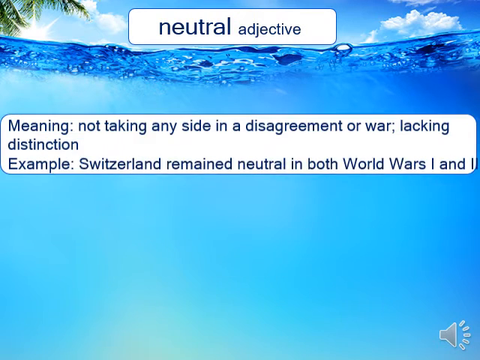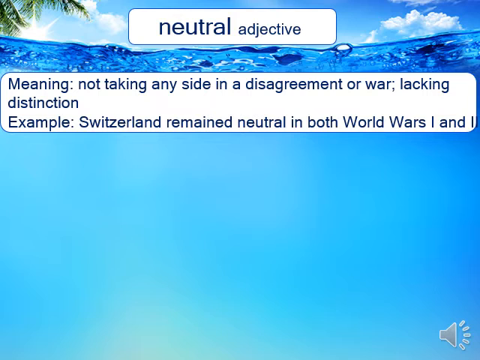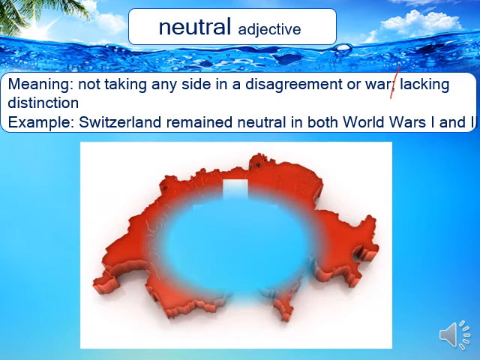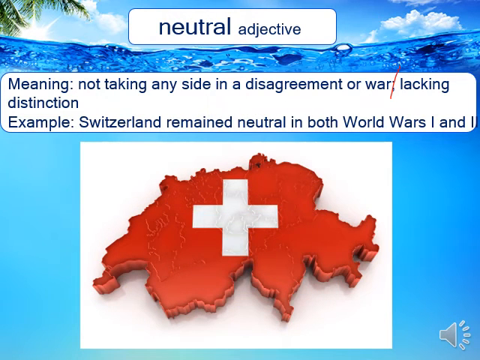Neutral. Neutral is an adjective and it means not taking any side in a disagreement or war. This is one meaning. Or lacking distinction. And Switzerland remained neutral in both World Wars 1 and 2. Here, neutral means not taking any side.